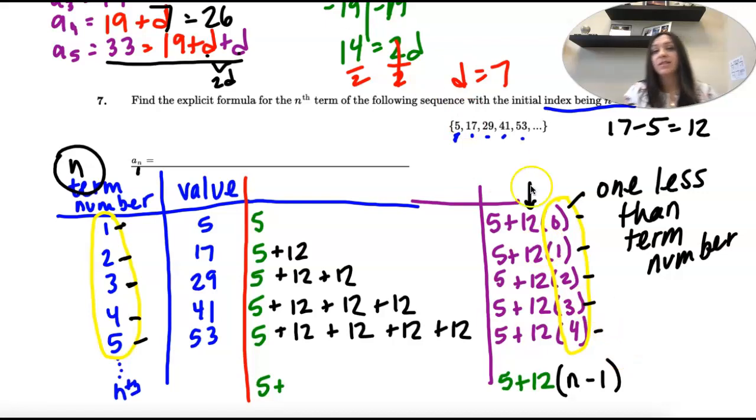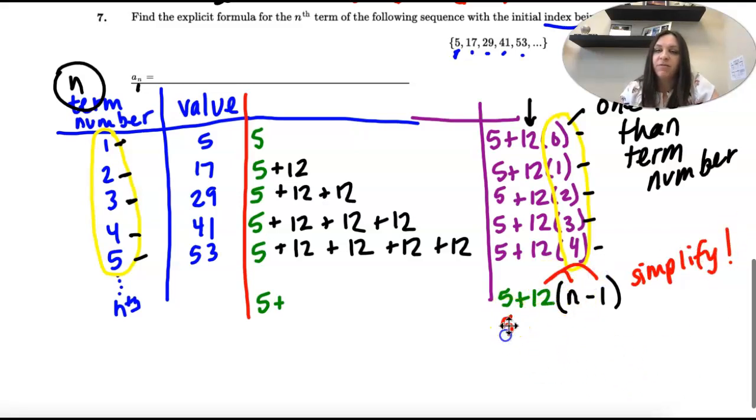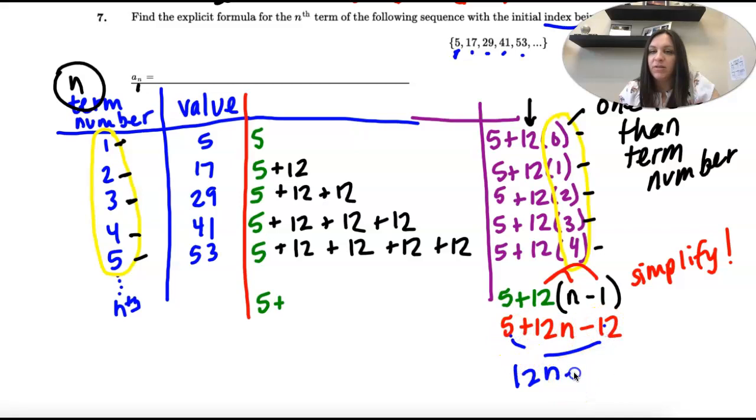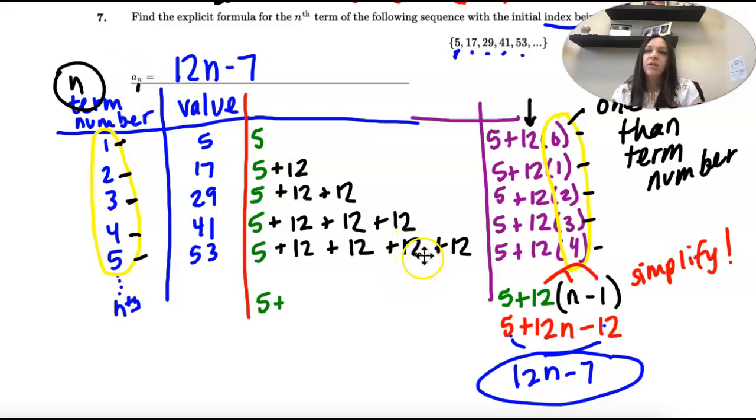So we're so close. This is not the explicit formula. We're going to simplify it to get the explicit. So we're going to distribute 5 plus 12n minus 12. Combine like terms. So I have 12n, and then 5 minus 12 is negative 7. So this is the explicit formula. We use n as our variable because of that n for a sub n.